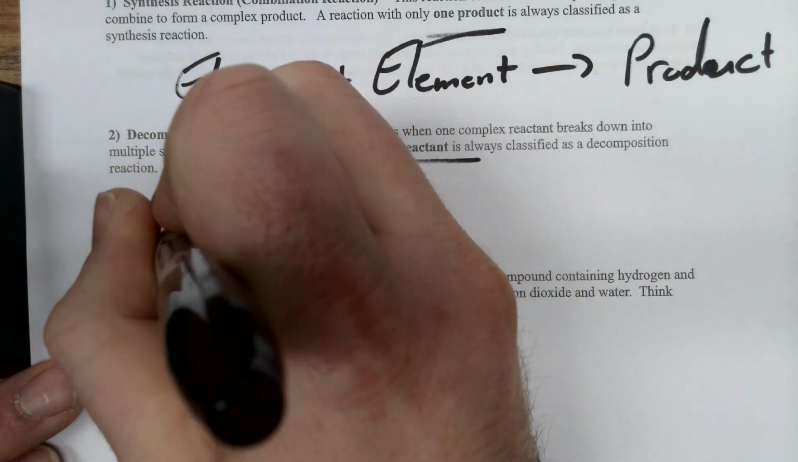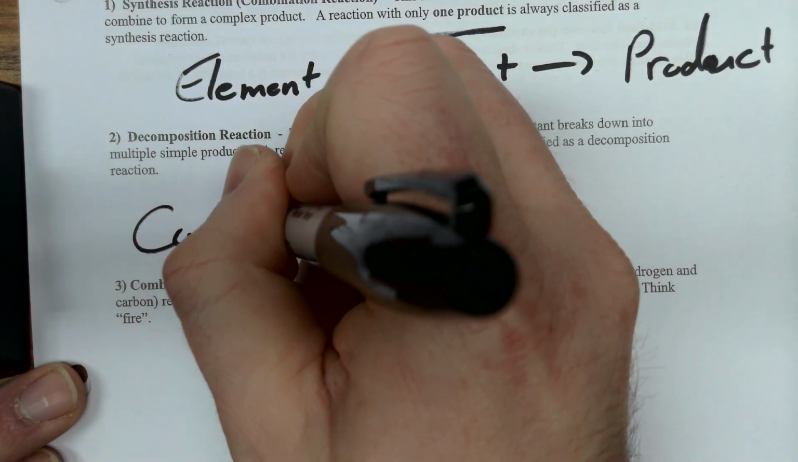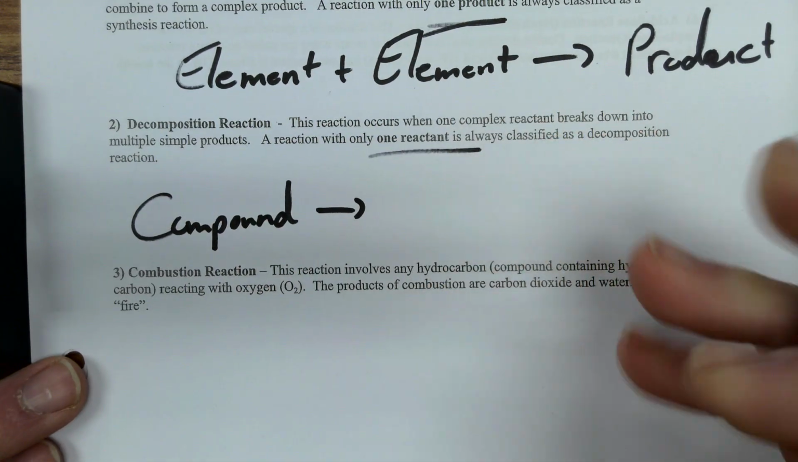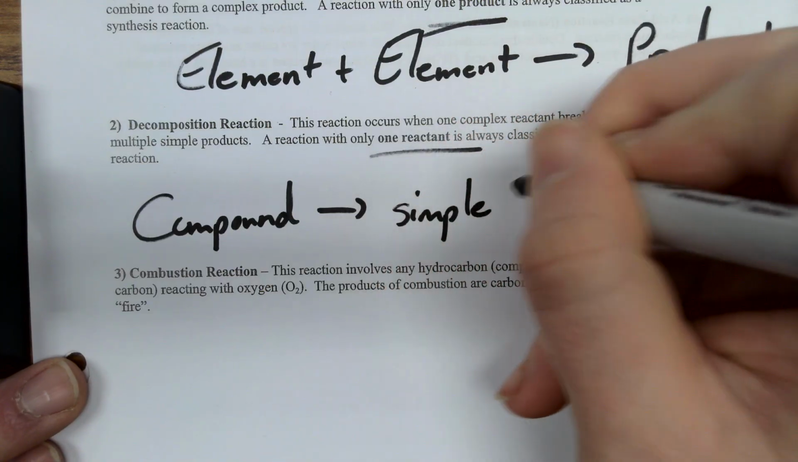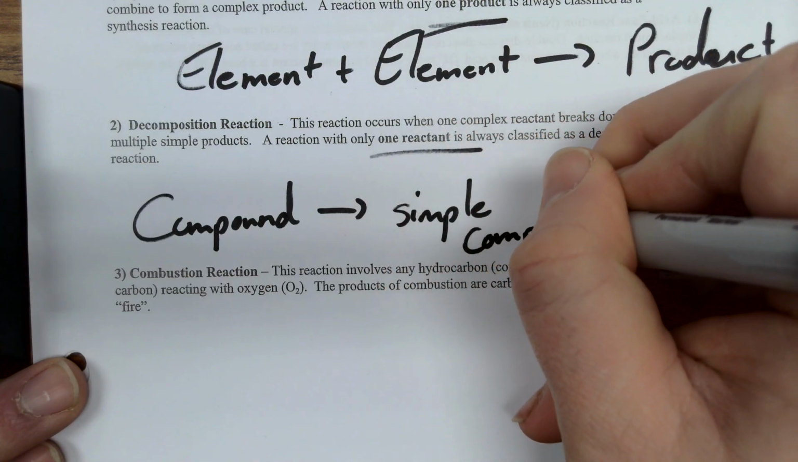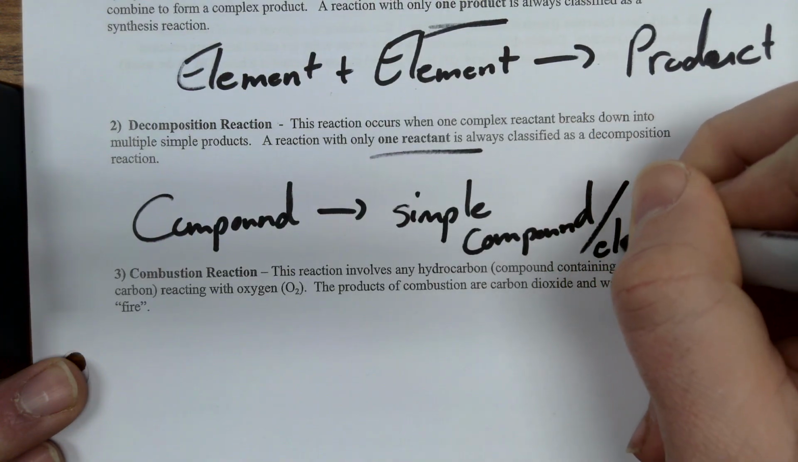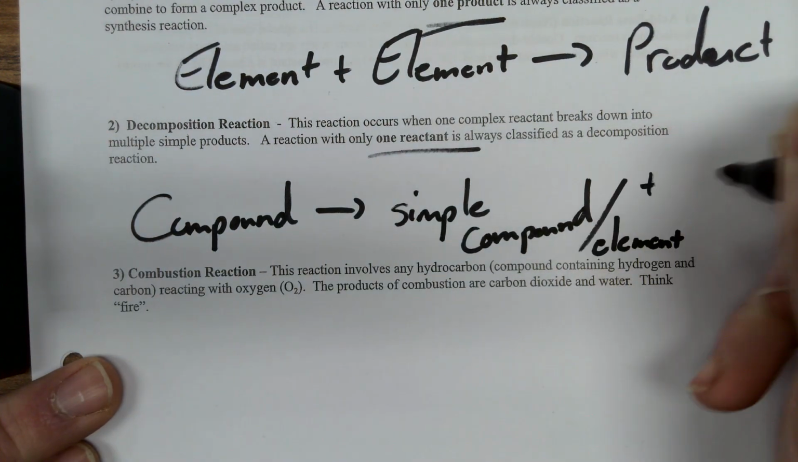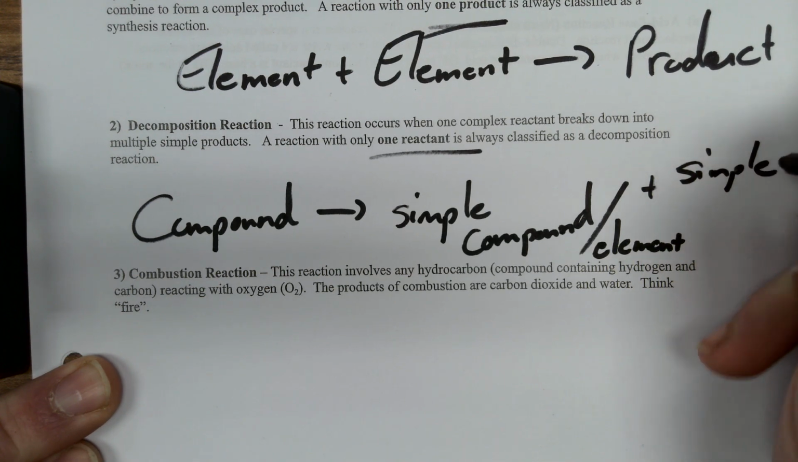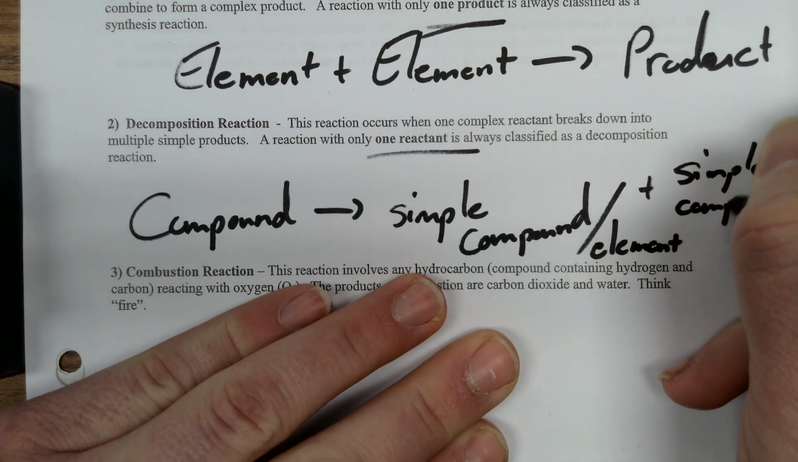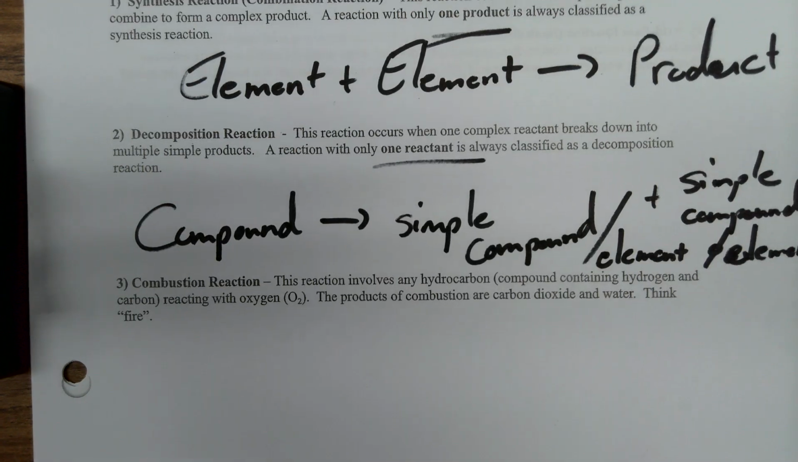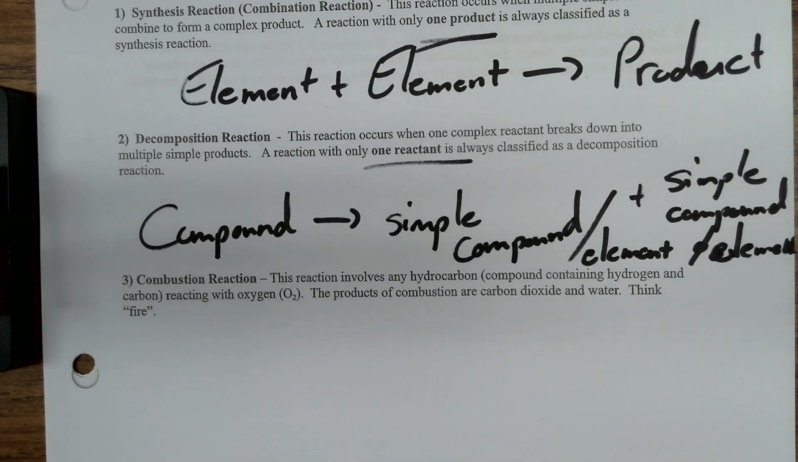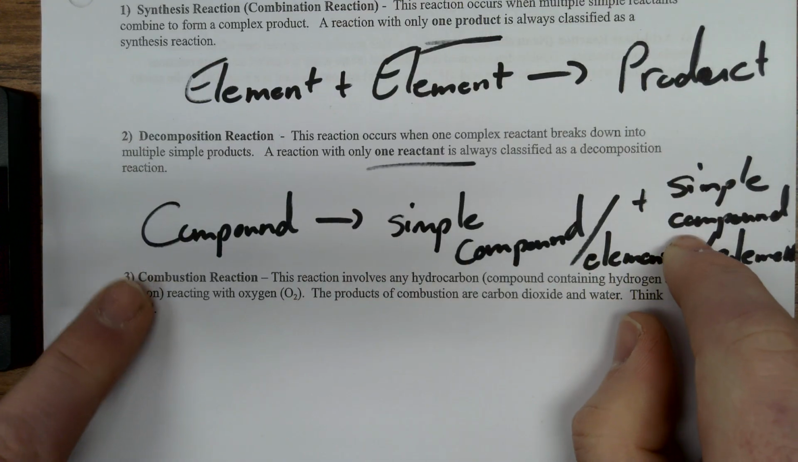I'm going to have some kind of compound, and that's going to break down to a simple compound or element, and another simple compound or element. I have something big being broken down into something smaller.